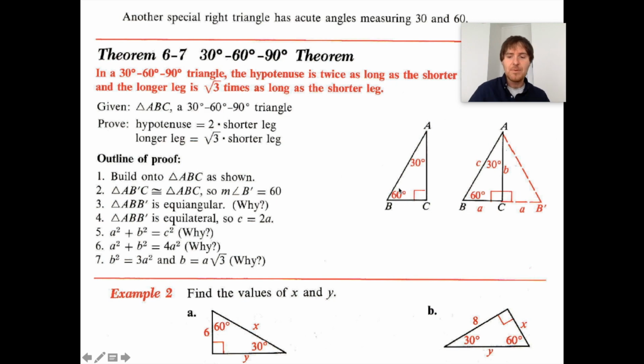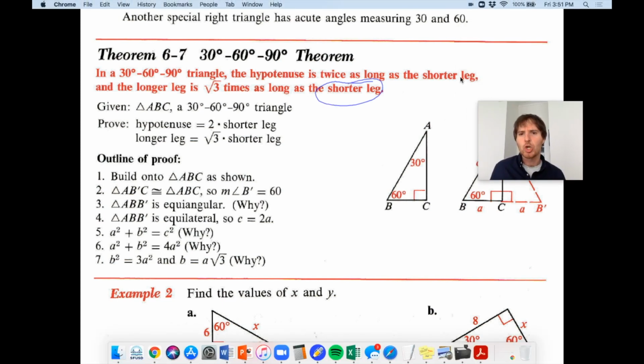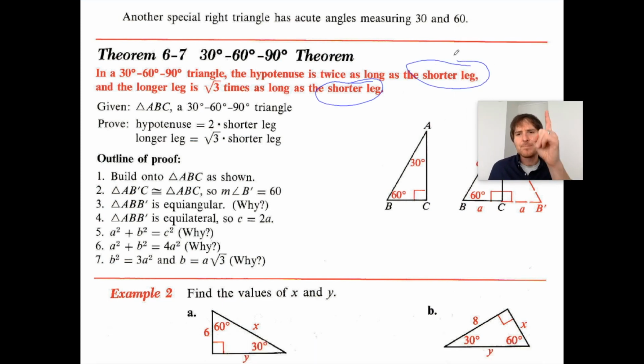So one thing that I maybe want to point out real quick here is that the reference point is always the shorter leg. That is a tip to you to help out with these problems. You want your reference point to be the shorter leg, not the hypotenuse. So let's let the shorter leg be x, okay? Then the longer leg is going to be root 3 times that, x root 3. The hypotenuse is twice as long as that, okay?